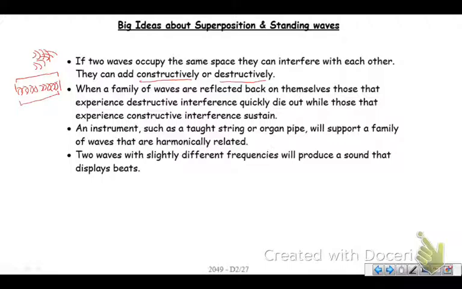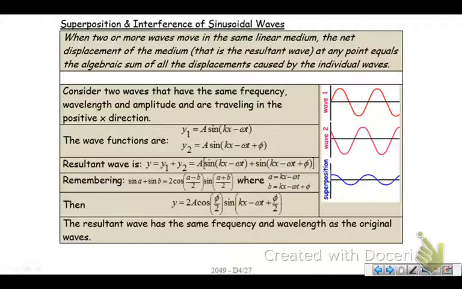And then two waves with slightly different frequencies will produce a sound that displays a thing called beats. And a beat is a modulation of the sound intensity. We think of it as a wave, and you know it's got some wave characteristics, but it's really a modulation of the sound intensity. So that's where we're going today. So let's talk about superposition of waves, and math.